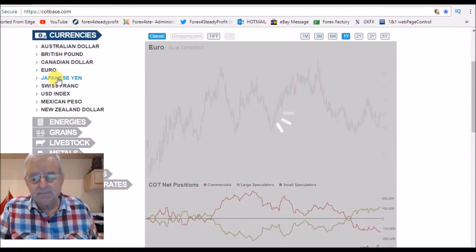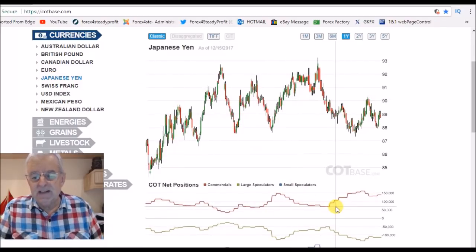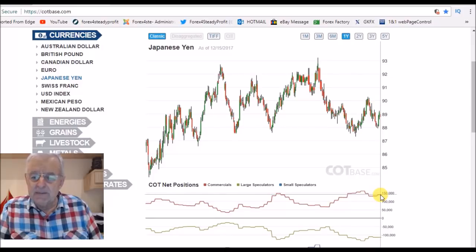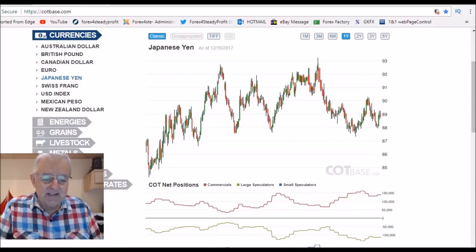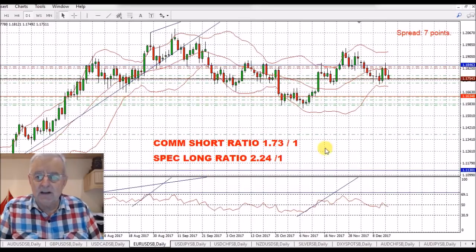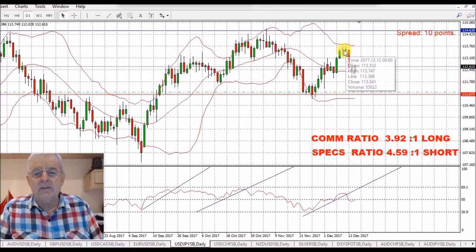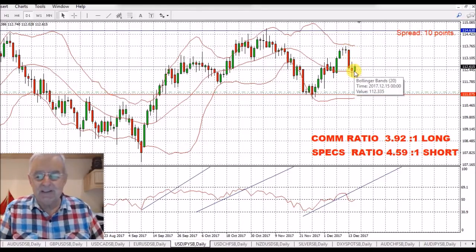Japanese yen. Japanese yen, they are still bullish. We've had a little bit of a pullback. The commercials have got a more bullish position, probably increased since this was taken. That would have been 1, 2, 3. There's Tuesday's candle at the top there. So that's where they got a little bit more bullish the yen, bearish this pair.